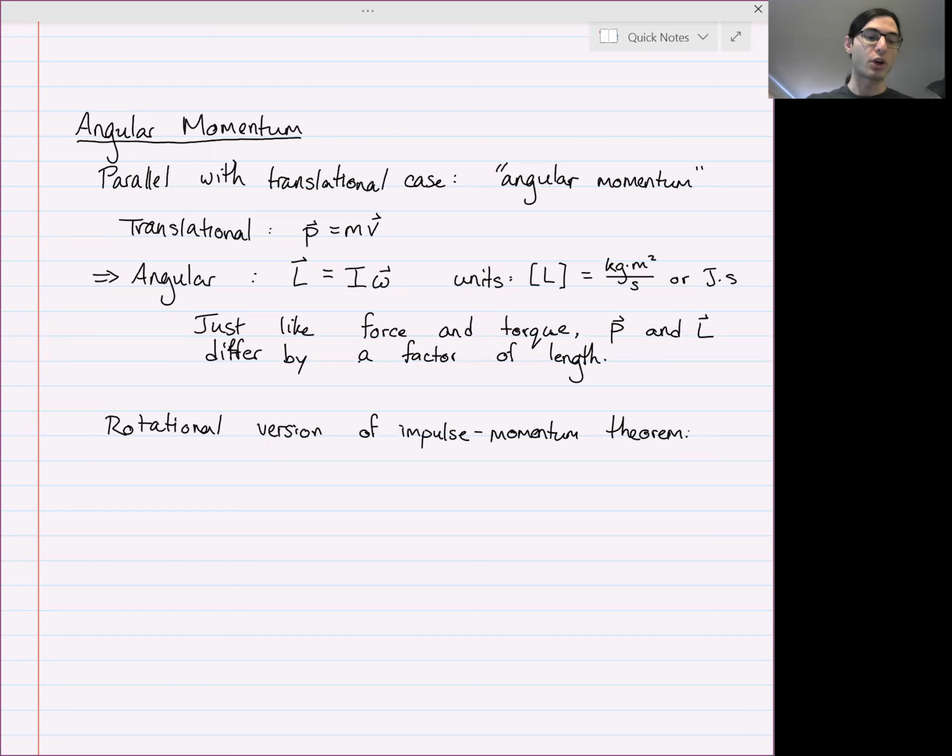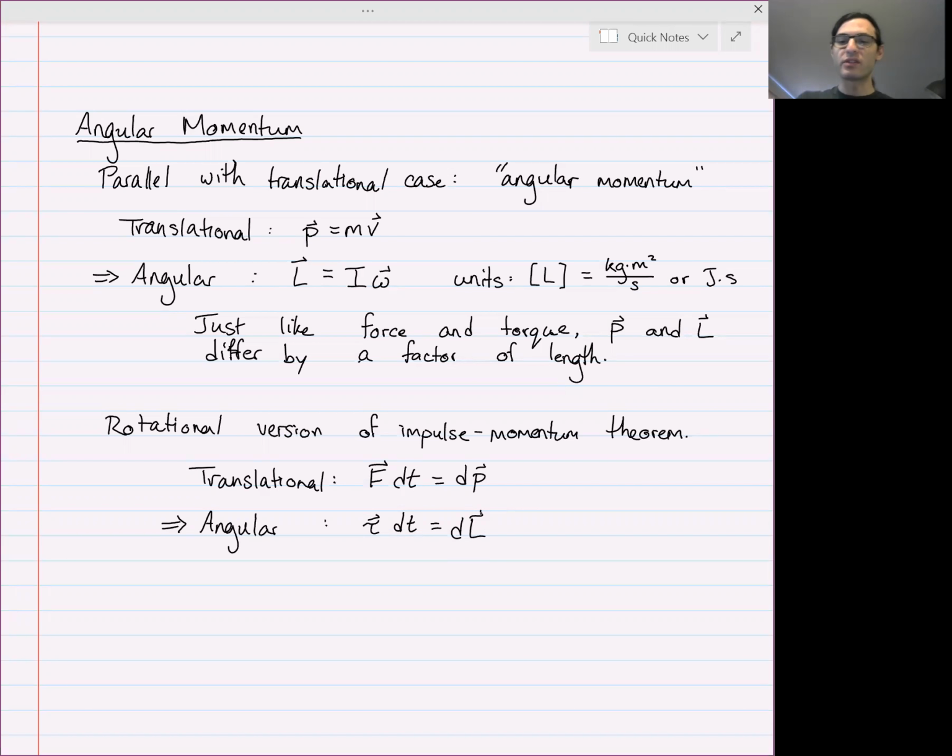So again, by the correspondence, the translational impulse momentum theorem is F dt equals dp. Instead of using deltas, I'm going to use d's, but just keep in mind that a dt is just a really small delta t. The angular one, we know how to do this. We just substitute in the things that should be substituted in. So F becomes tau, the rotational version of force. dt is just dt, it's just a duration. And then the rotational version of momentum would be angular momentum, dL.